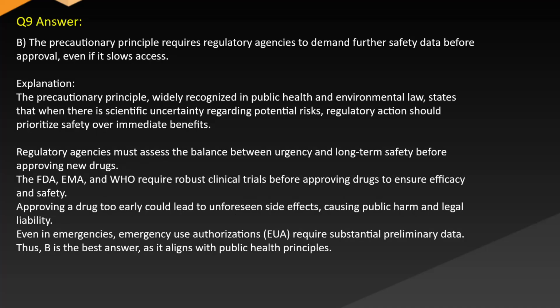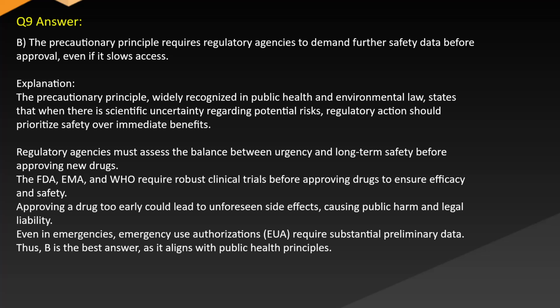Answer: B. The precautionary principle requires regulatory agencies to demand further safety data before approval, even if it slows access. Explanation: The precautionary principle, widely recognized in public health and environmental law, states that when there is scientific uncertainty regarding potential risks, regulatory action should prioritize safety over immediate benefits. Regulatory agencies must assess the balance between urgency and long-term safety before approving new drugs.